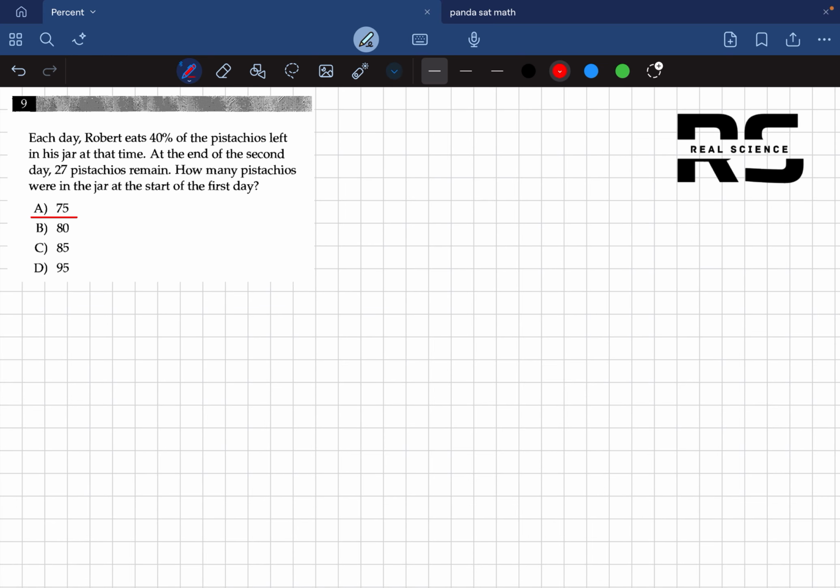Each day, Robert eats 40% of the pistachios left in his jar at that time. At the end of the second day, 27 pistachios remain. How many pistachios were in the jar at the start of the first day? Okay, let's say we had day 1 and day 2. This is day 1 start. Let's just call it start, end, start, end.